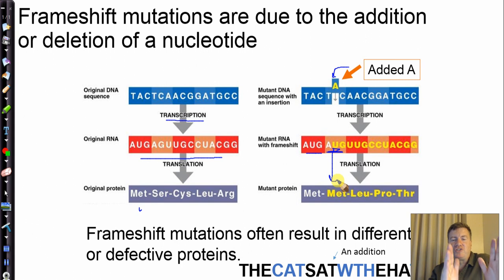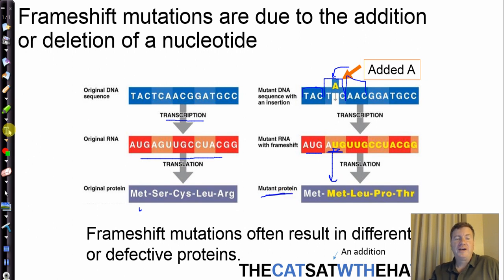Because we now have to shift everything over, we have to read these three, then these three, and then these three, so everything got shifted over a spot. We had methionine, serine, cysteine, leucine, arginine. Now we have methionine, leucine, proline, and so on. Boy, that's a bad mutation. That's a big issue because we've really changed that.